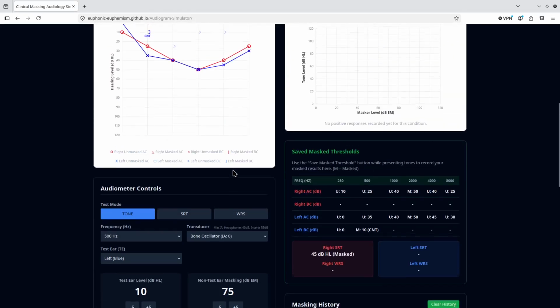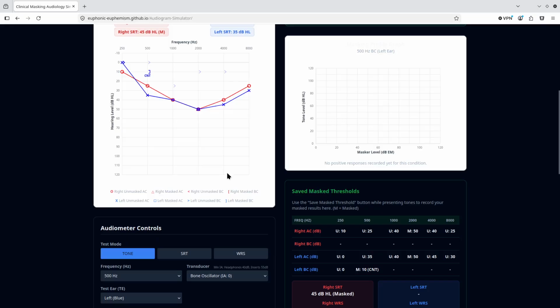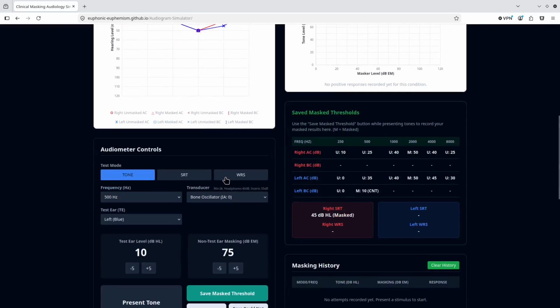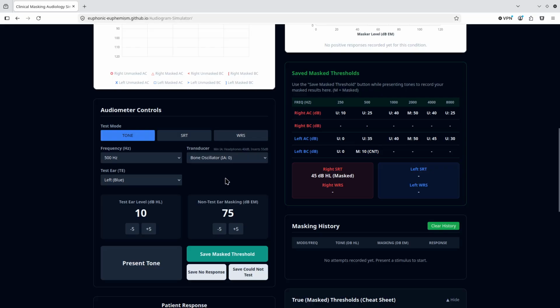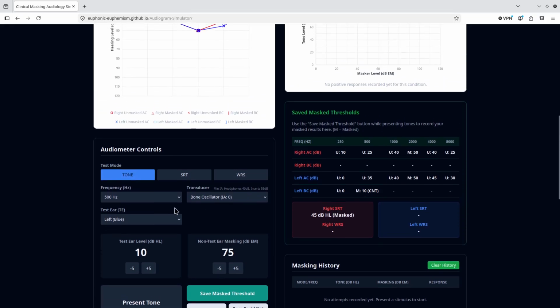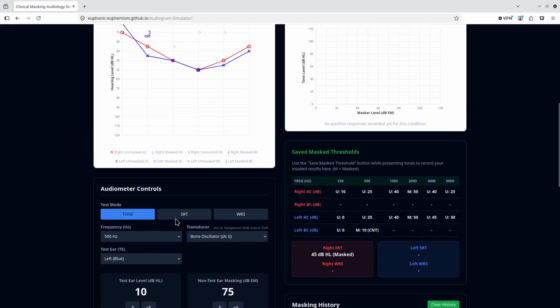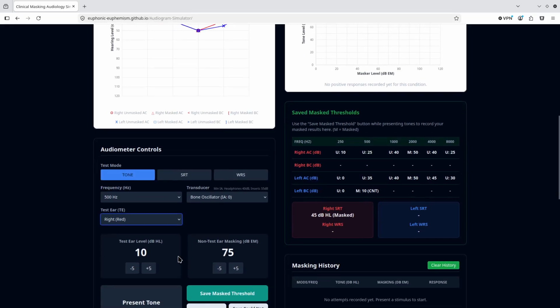So we have could not test on that one because we have overmasking on that situation for the right ear. Yeah, we've got clear overmasking. So let's go to the... That was the left ear. I thought I was testing the right ear. Let me switch over to the right ear. Let's check that again.